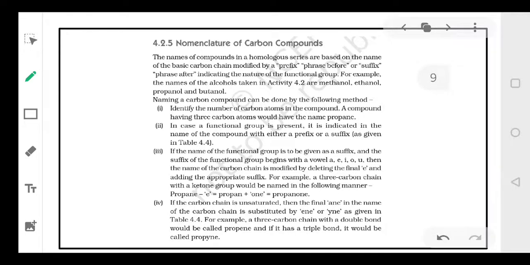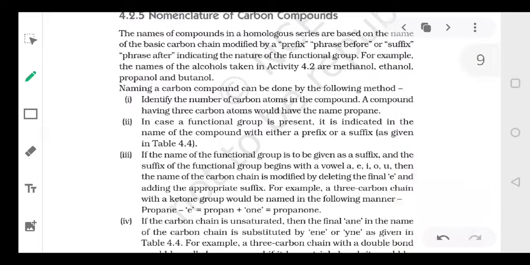Now coming to the nomenclature. Nomenclature means how do you name the compounds. But again, I should emphasize how we are naming these compounds. So what you have to do is, you got to understand these are the 4 rules. First of all, we will identify the number of carbon atoms in the compounds. First, we will see how many carbon atoms are present.